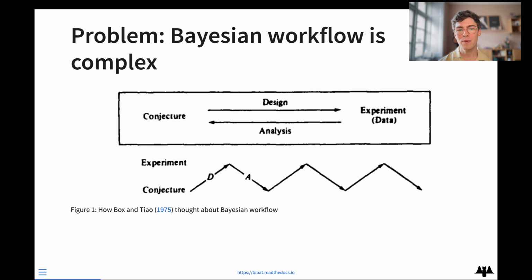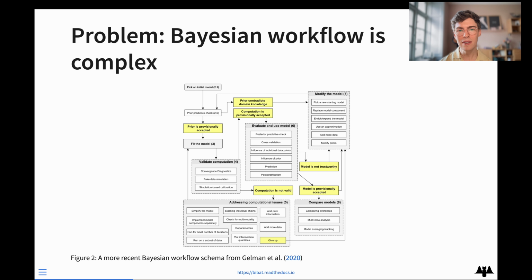Bayesian workflow involves comparing a statistical model with some data and then changing the model and the data in an iterative process. And this is how we used to think about Bayesian workflow in 1975. Nowadays, we think about Bayesian workflow in a much more specific and complicated way. There's a lot of structure, a lot of components, and a lot of pathways through a Bayesian workflow.